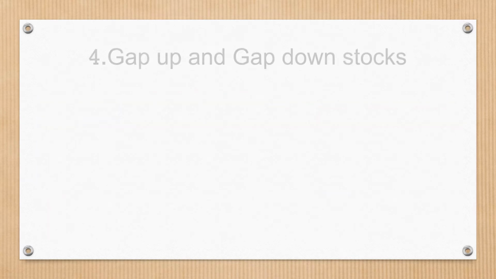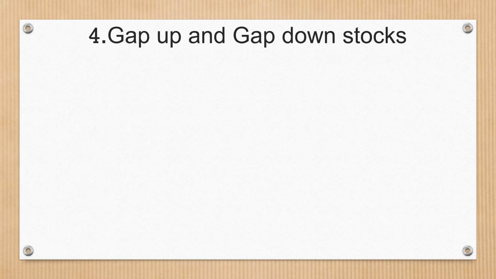We'll see the fourth step. In this step, we're going to further filter and select stocks which have created gaps. Gap stocks generally exhibit more volatility and also tend to create momentum as well.